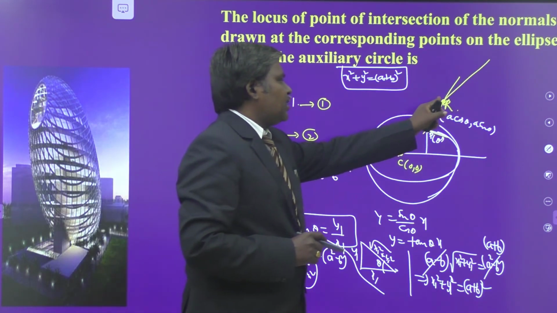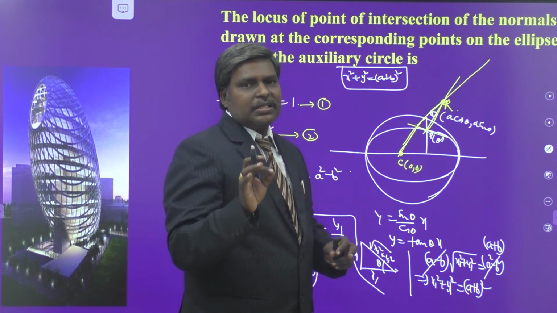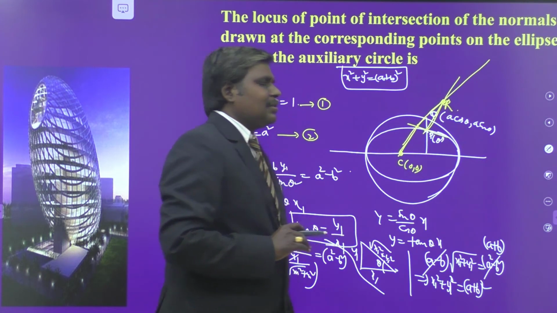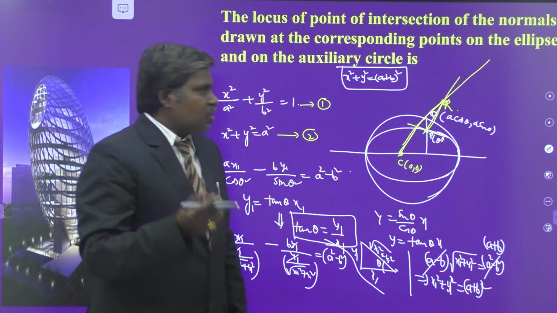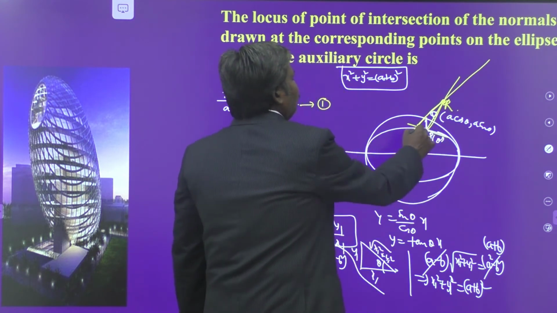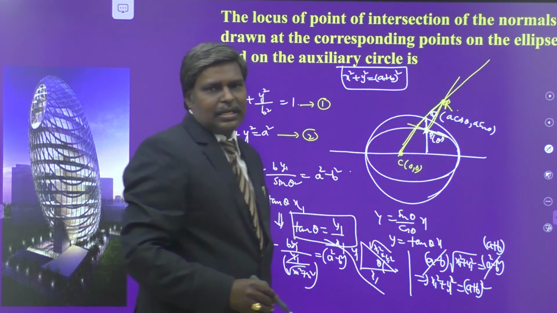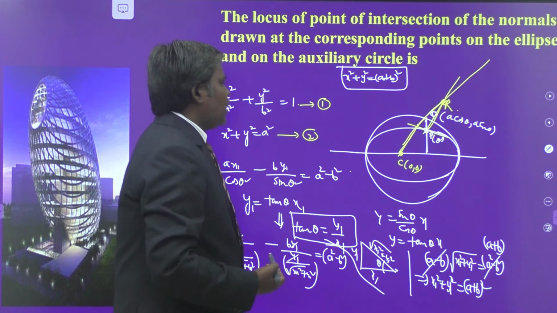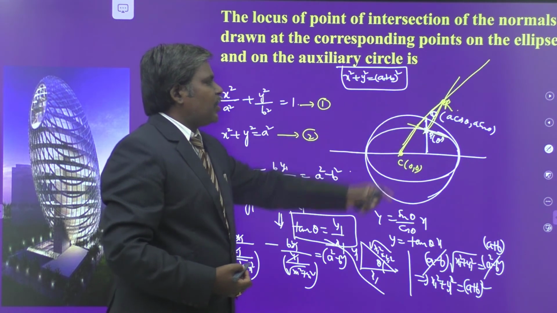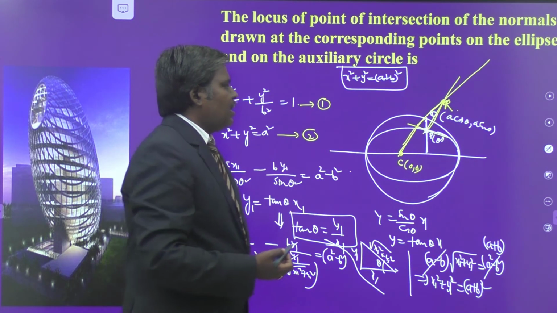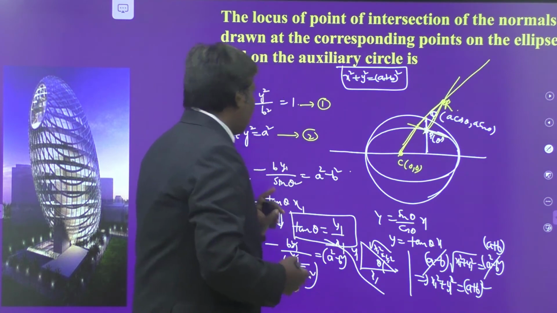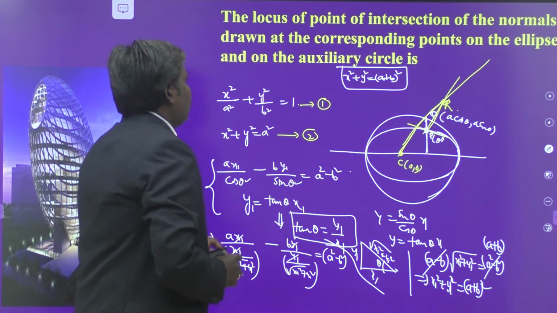So this is the point of intersection of what? Normals drawn at the corresponding points of ellipse as well as the auxiliary circle. Corresponding points means you take any point on the ellipse, draw the ordinate and produce up to Q where it meets the auxiliary circle. These P and Q are called the corresponding points. This is point P, its corresponding point is where the ordinate meets your auxiliary circle. Understand? This is the thing. Next question.